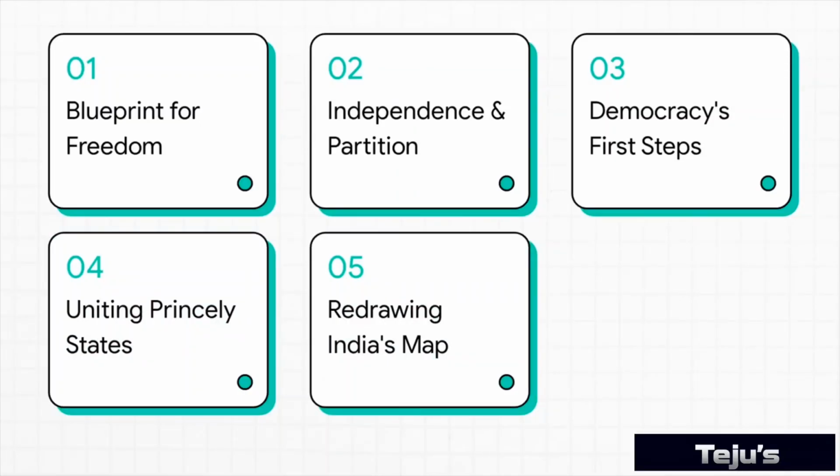So, the big question is, how did they pull it off? That's what we're going to break down in this explainer. We'll walk through the 5 key stages of building the nation. We'll start with the initial blueprint, then the moment of independence itself. After that, we'll look at democracy's first giant leap, that first election. Then the absolutely monumental task of uniting all these kingdoms. And finally, we'll see how they literally redrew the map of India.